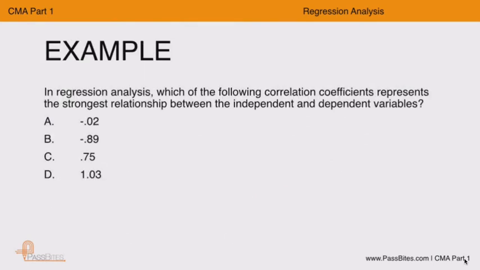So let's look at this question. In regression analysis, which of the following correlation coefficients represents the strongest relationship between independent and dependent variable? This is not possible. This is close to 0, so that's the weakest. The one which is close to 1 is the strongest. So B is close to 1. Although it is negative, it is the strongest, and that's what the question asks. Minus does not mean that it is weak. So if it is close to 1, then it is strongest. So B is the answer here.